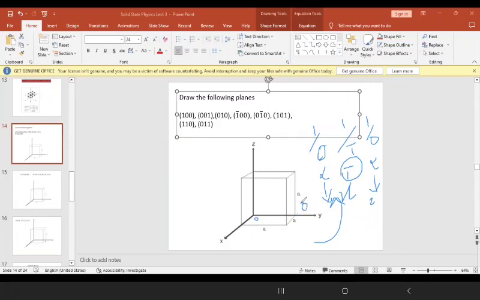If you take the origin at this point, this is plus 1, this is plus 1, and this is minus 1. So minus 1, and this lies on the exact plane. So this is your plane. Okay, I think now you all understood. Now we will go to the 101 plane.